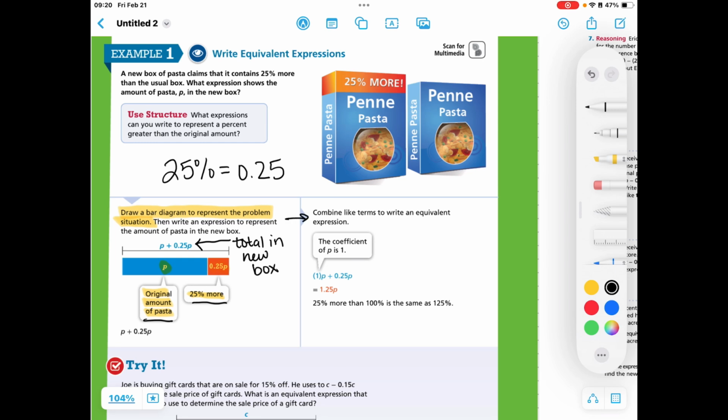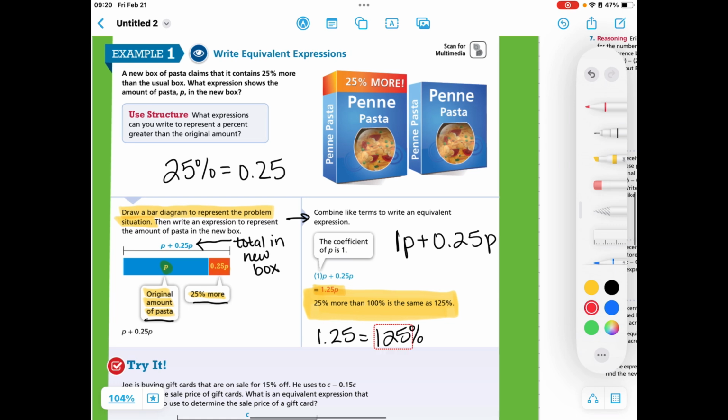From there, the next step, they just combine like terms. P plus 0.25P, this is the same thing as 1P. So 1 plus 0.25P is going to give you 1.25P. And then from here, this is just an extra little note. It does say that 25% more than 100% is 125%, which is just 1.25 written as a percentage.